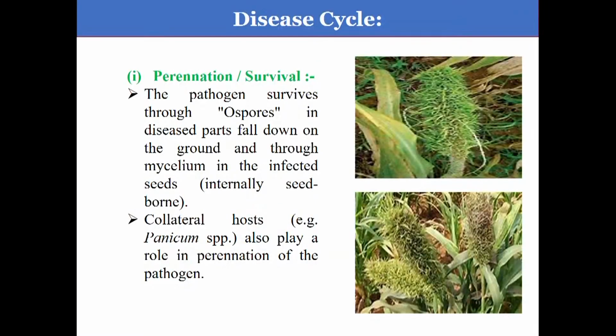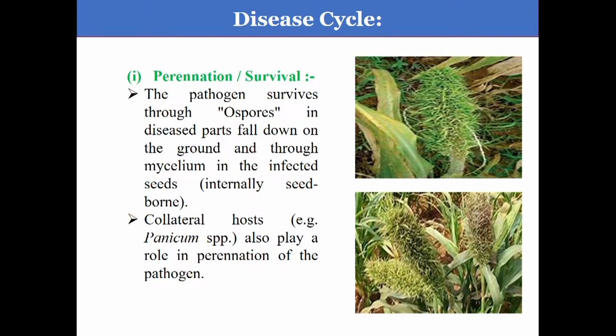And now about the disease cycle. Dear learners, the disease cycle is very important to understand in order to manage the disease: how the pathogens survive, how the pathogen is spread in the field, and by what means the pathogens come or rotate year by year. That's why you have to clearly understand their survival condition, their perennation, their mode of spread, the complete disease cycle. First one is perennation or survival.